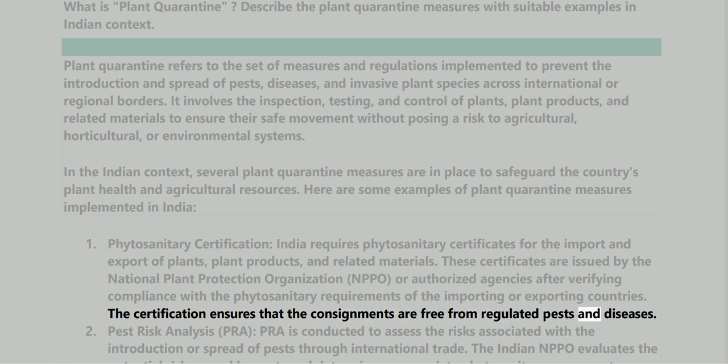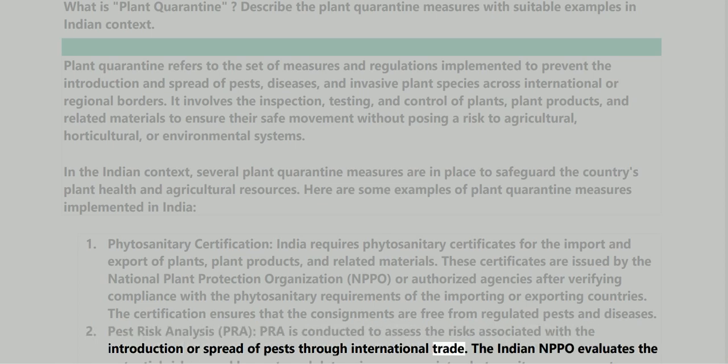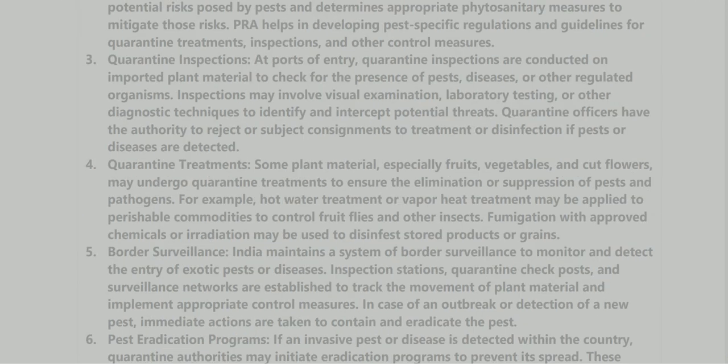2. Pest risk analysis. PRA is conducted to assess the risks associated with the introduction or spread of pests through international trade. The Indian NPPO evaluates the potential risks posed by pests and determines appropriate phytosanitary measures to mitigate those risks. PRA helps in developing pest-specific regulations and guidelines for quarantine treatments, inspections, and other control measures. 3. Quarantine inspections. At ports of entry, quarantine inspections are conducted on imported plant material to check for the presence of pests, diseases, or other regulated organisms. Inspections may involve visual examination, laboratory testing, or other diagnostic techniques to identify and intercept potential threats.